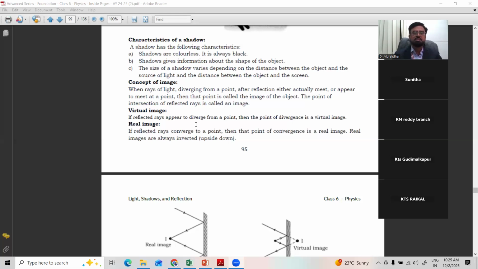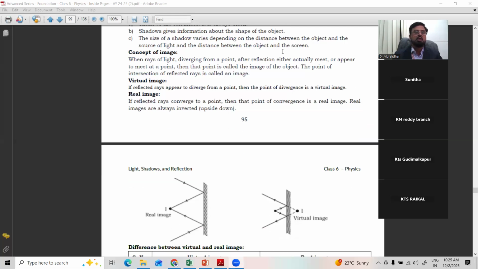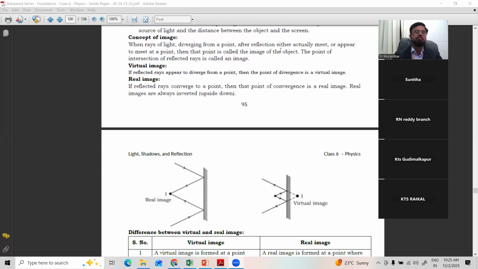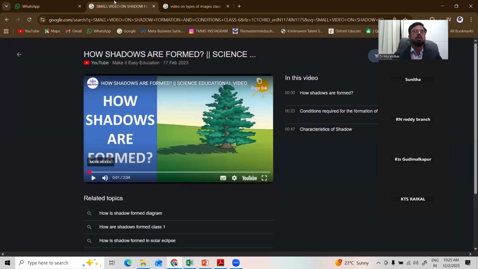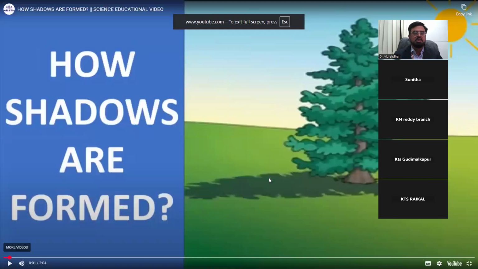So before going to the next topic, that is the concept of image. Generally, we feel that shadow and image are the same, but there is a difference. We'll discuss that. But before that, let me show you one video on the object, that is shadow.